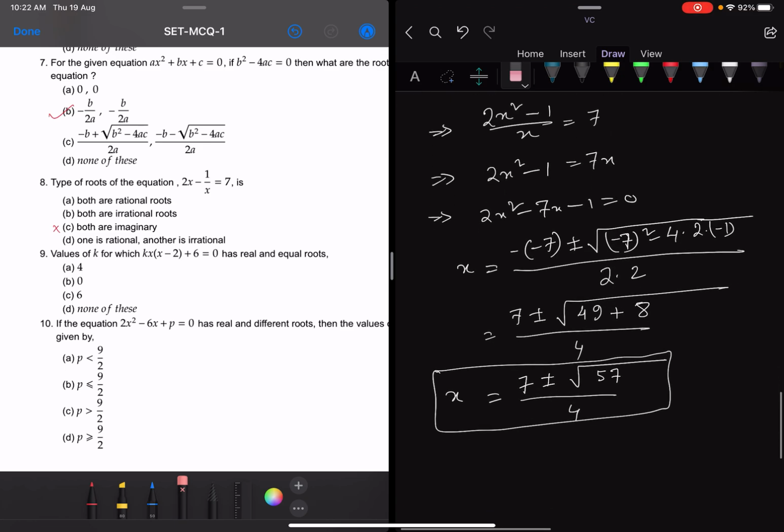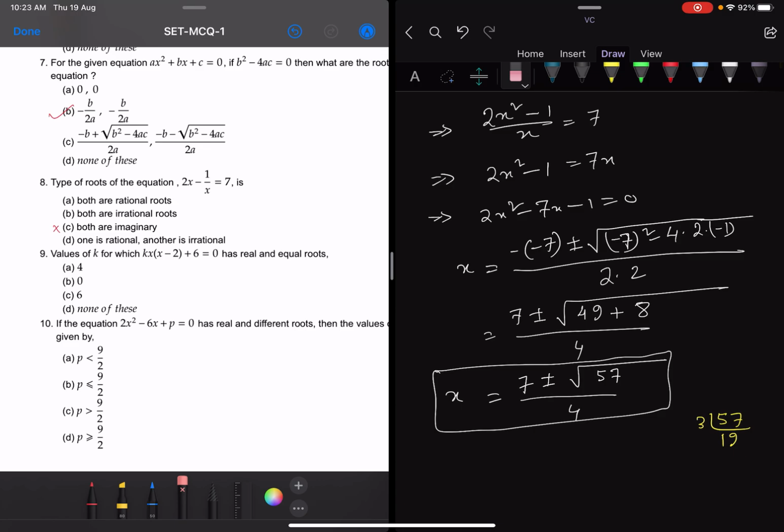Now if we break 57, 3 ones are 3, 3 nines are 27, 3 nineteens are 57. You can see that 57 can be written as 3 into 19, and none of these factors has a square root. We can't have the square root of 3 or 19, because they are individually prime numbers, and there are no two 3s or two 19s so that we can get a 19 or a 3 out of the root. So this is an irrational number.